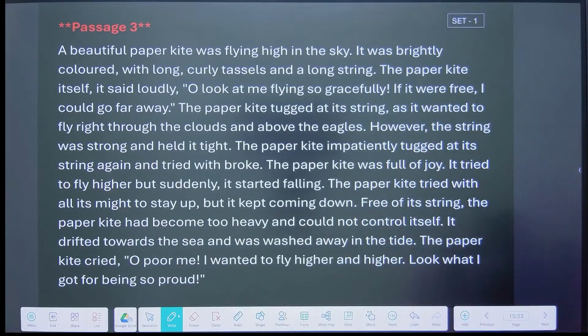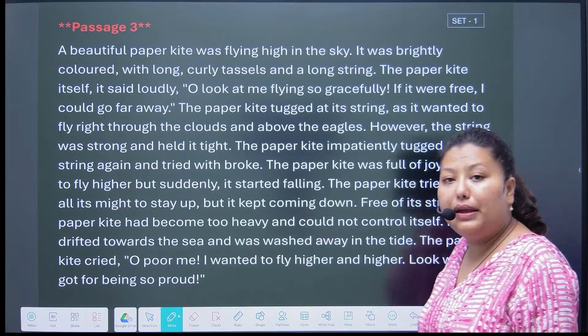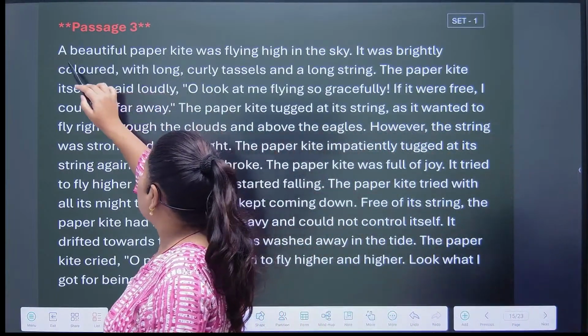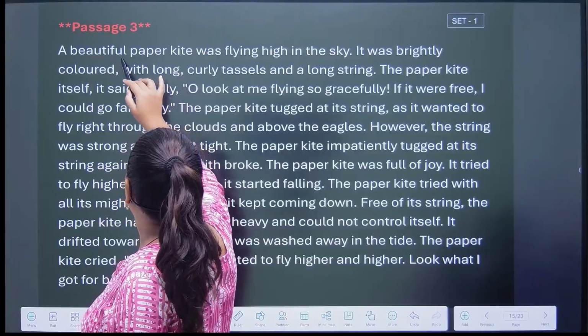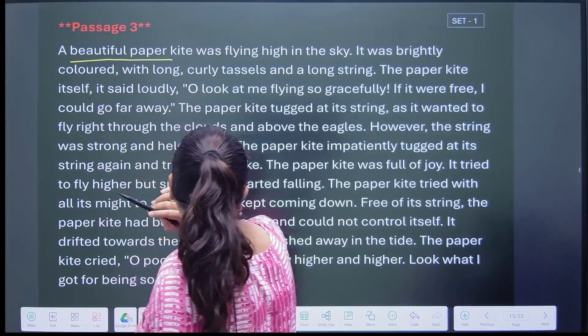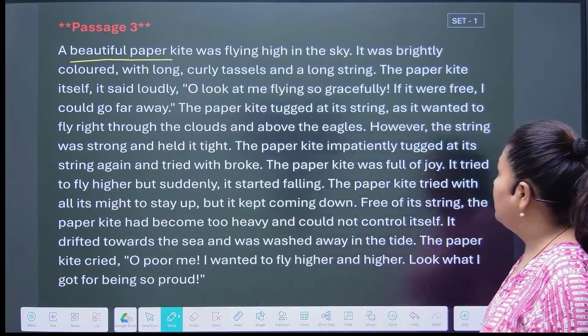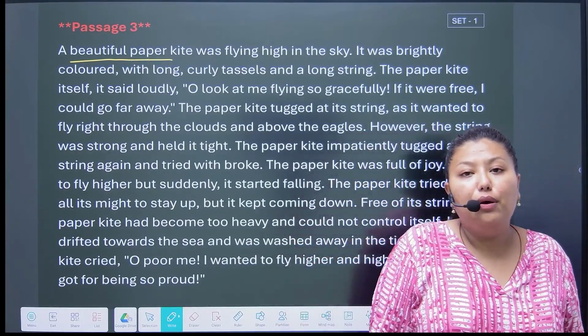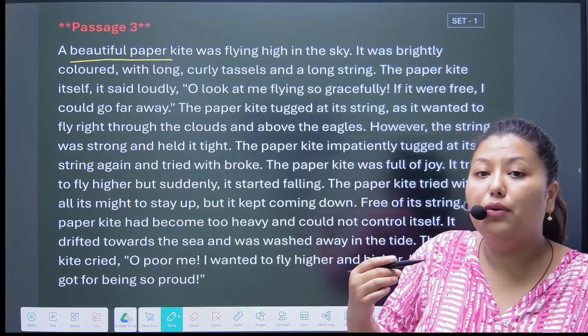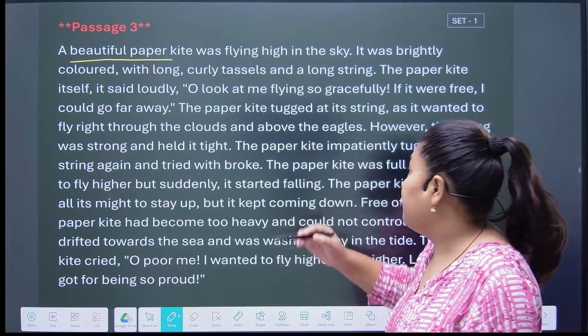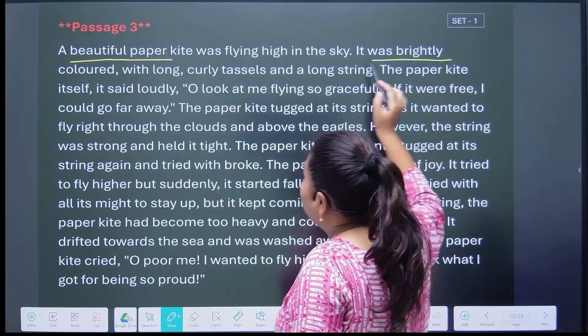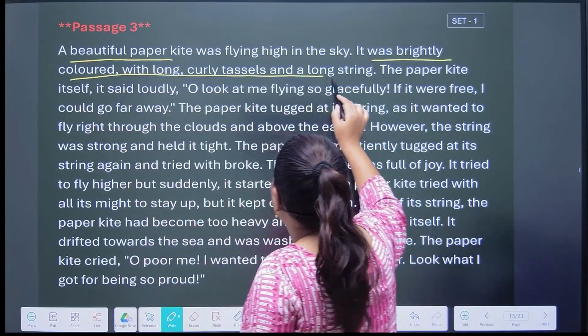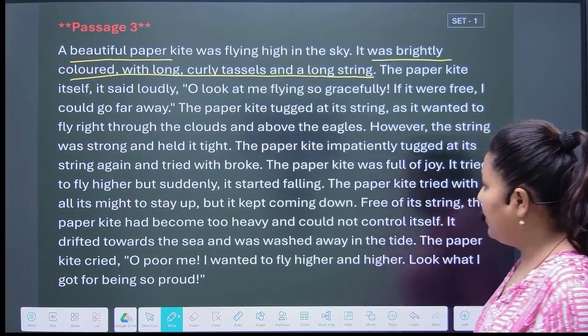So the first question is, what was the kite made of? The answer is the kite was made of beautiful paper. Next question, how does the kite look? The kite was brightly colored with long curly tassels and a long string.